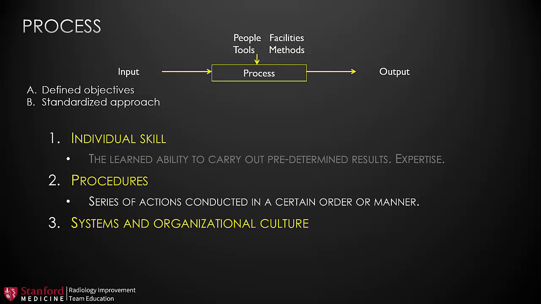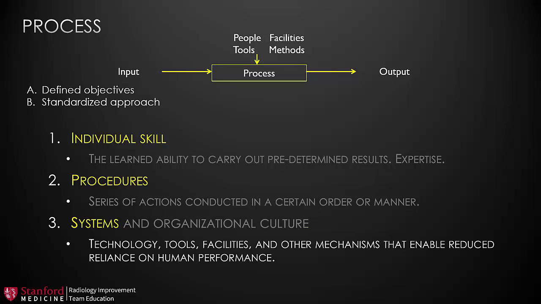By procedures, we mean a series of actions conducted in a certain order or manner. While skill relies on the individual to figure out the best way, a procedure boils it down to specific steps. And by systems, we mean technology, tools, facilities, and other mechanisms that enable reduced reliance on human performance. Note this is different than what we meant by systems in the previous lecture. Here, we mean infrastructure like automated systems or computer systems, for example. And we won't focus on organizational culture in this tutorial.